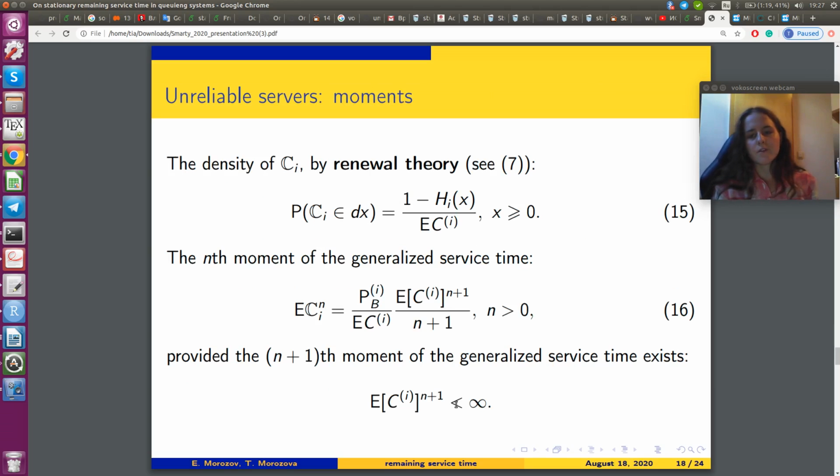There is a density that we can also define from the renewal theory, and to find the moments of the generalized service times, we need to take the Laplace transform, then calculate the transform of the generalized service time, take the derivative of that, and evaluate the derivative at the point 0. So if we do it one time, we receive the first moment, two times, the second moment, and so on. This is quite a common thing to do. And of course, to get the n-th moment, we will need to know the (n+1)-th moment, as shown in Formula 16. And of course, we have to be sure that this moment actually exists.